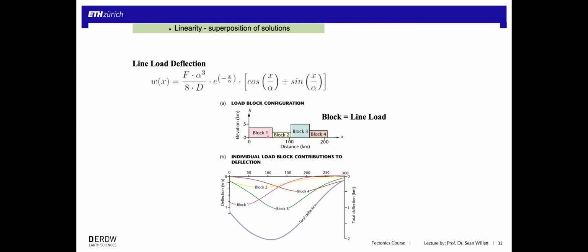Or what we do in practice often, or things like the line load, is we can calculate the load due to a single block or a single seamount, whatever we're dealing with. Here's the solution. Here's block 1. We can do that for block 2. We might get a solution that looks like this. Block 3, block 4. All we have to do is add those up, and we'll end up with a total deflection curve that looks like the purple one.